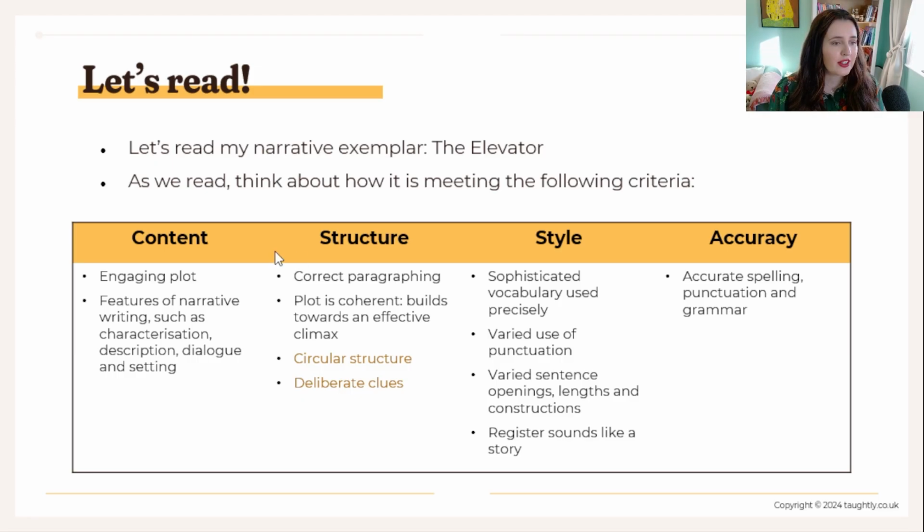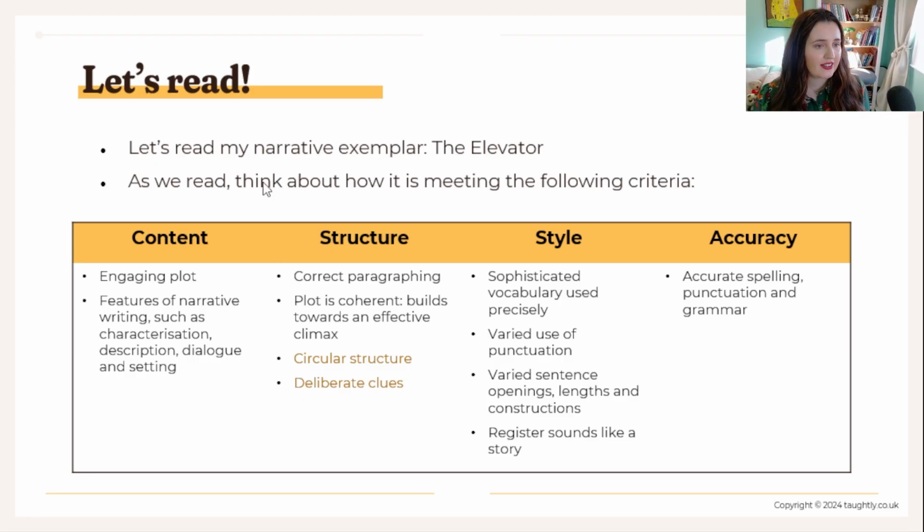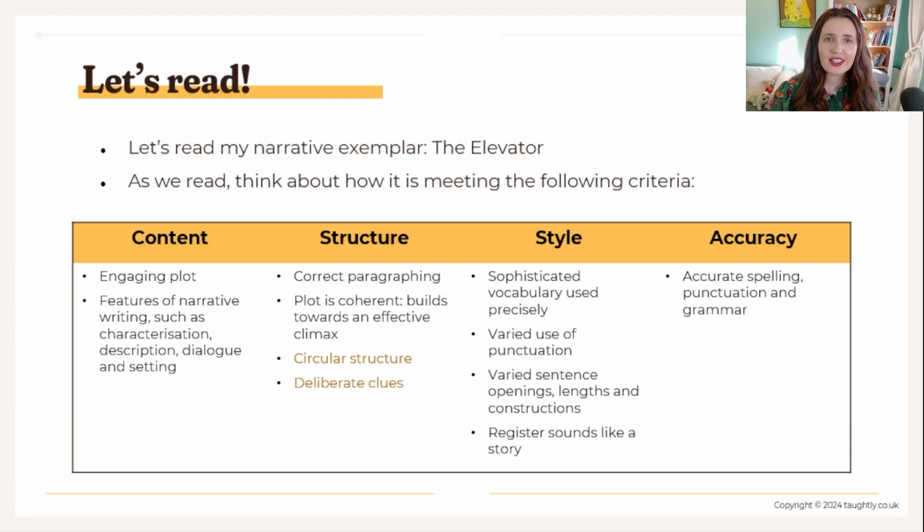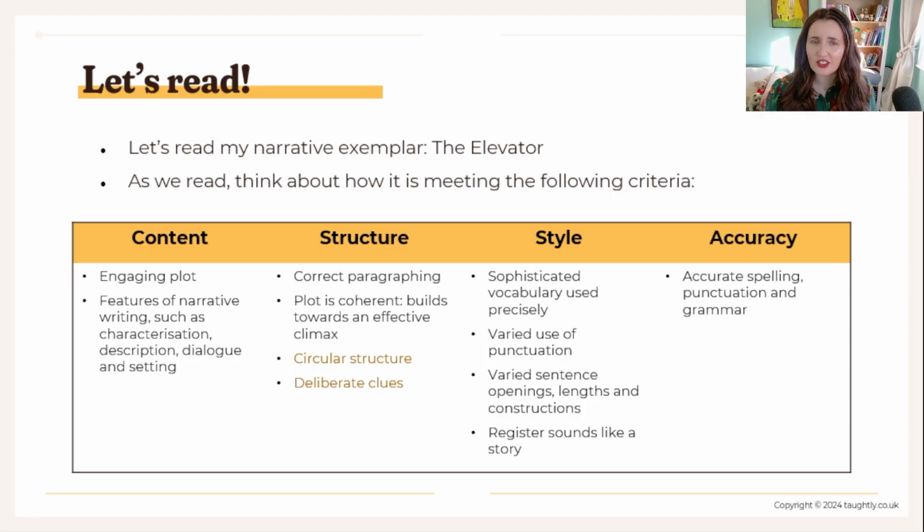Now, as we read through it, do keep these questions in your mind, thinking about how it's meeting the following criteria for content, structure, style, and accuracy. So for content, has it got an engaging plot? Does it have features of narrative writing like characterization, description, dialogue, and setting? For structure, does it have correct paragraphing? Is the plot coherent? Does it build logically towards an effective climax, or does it feel kind of random?